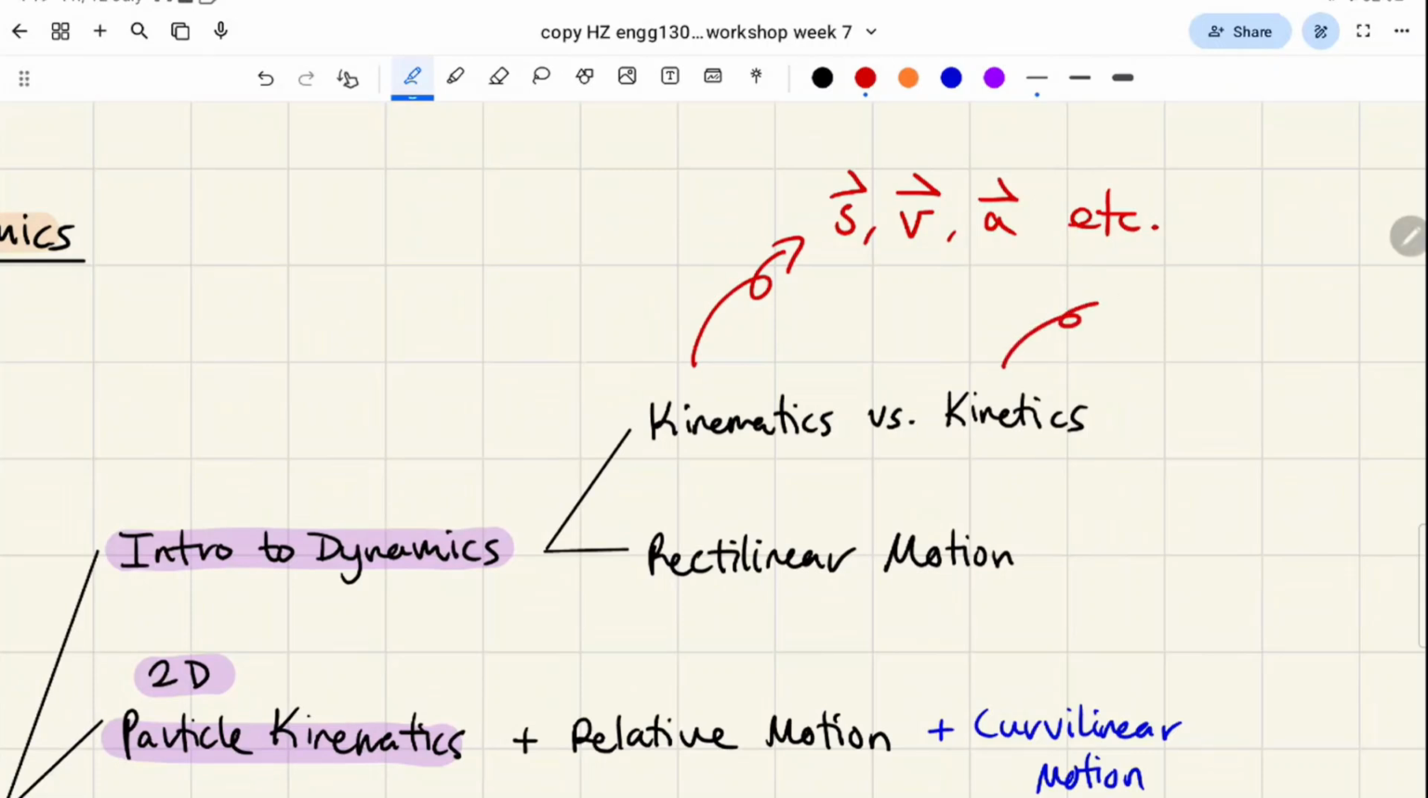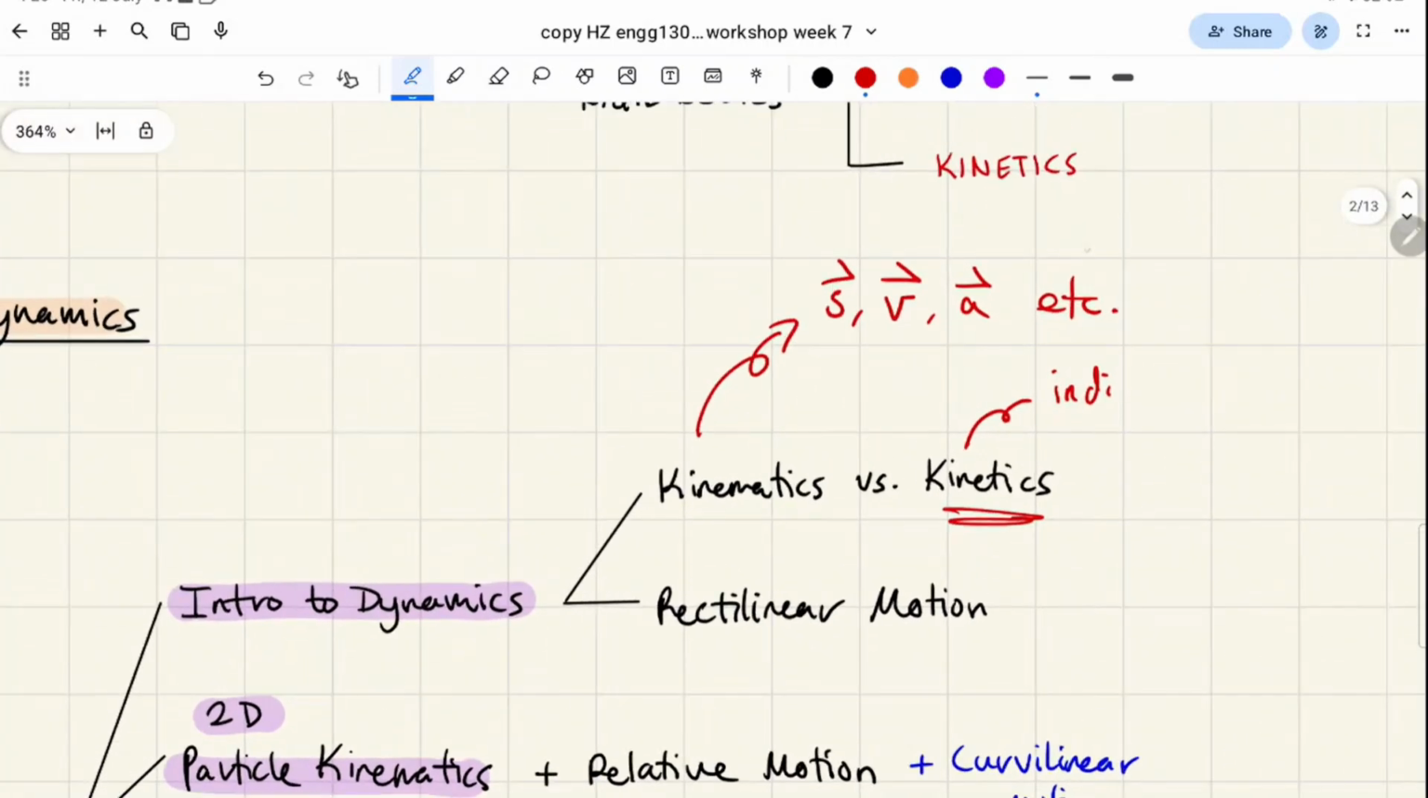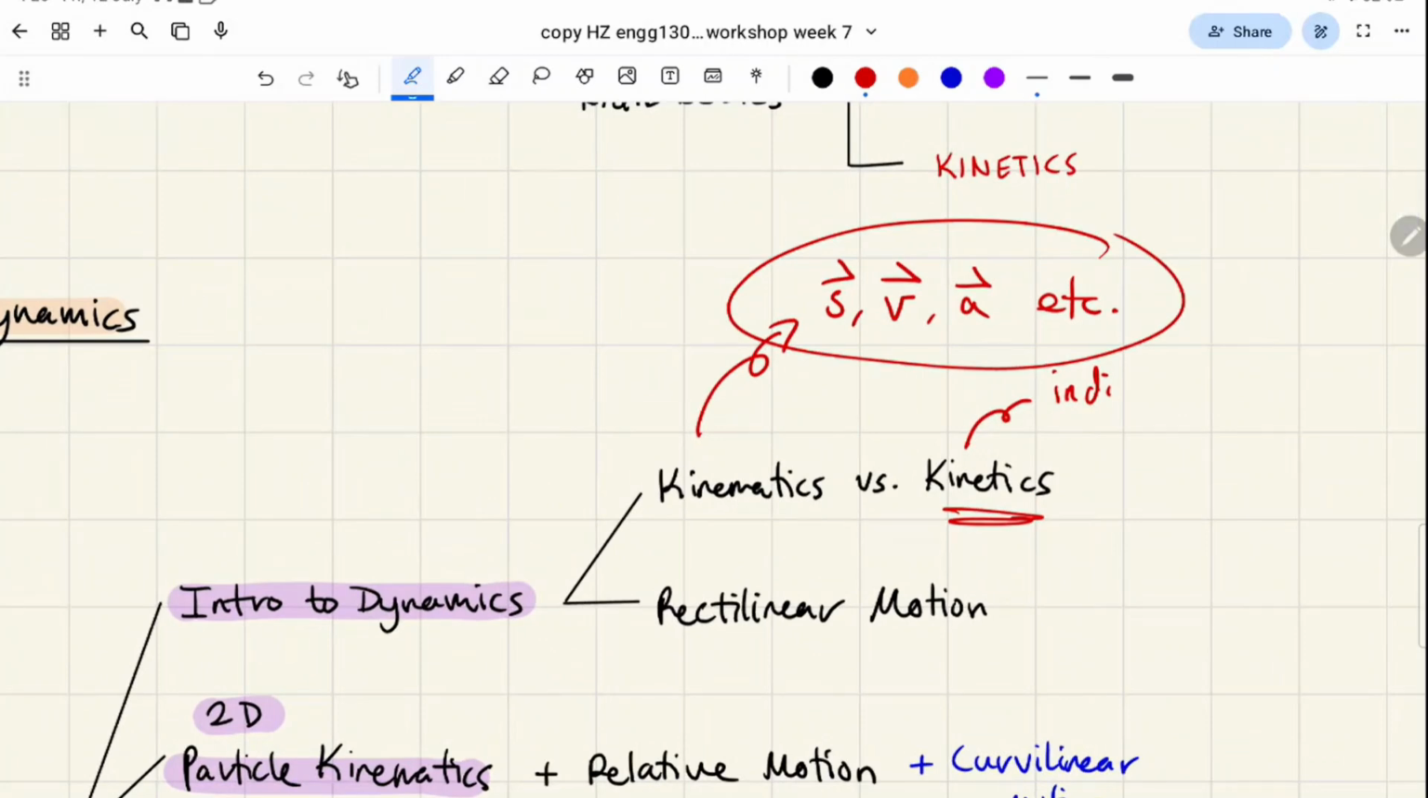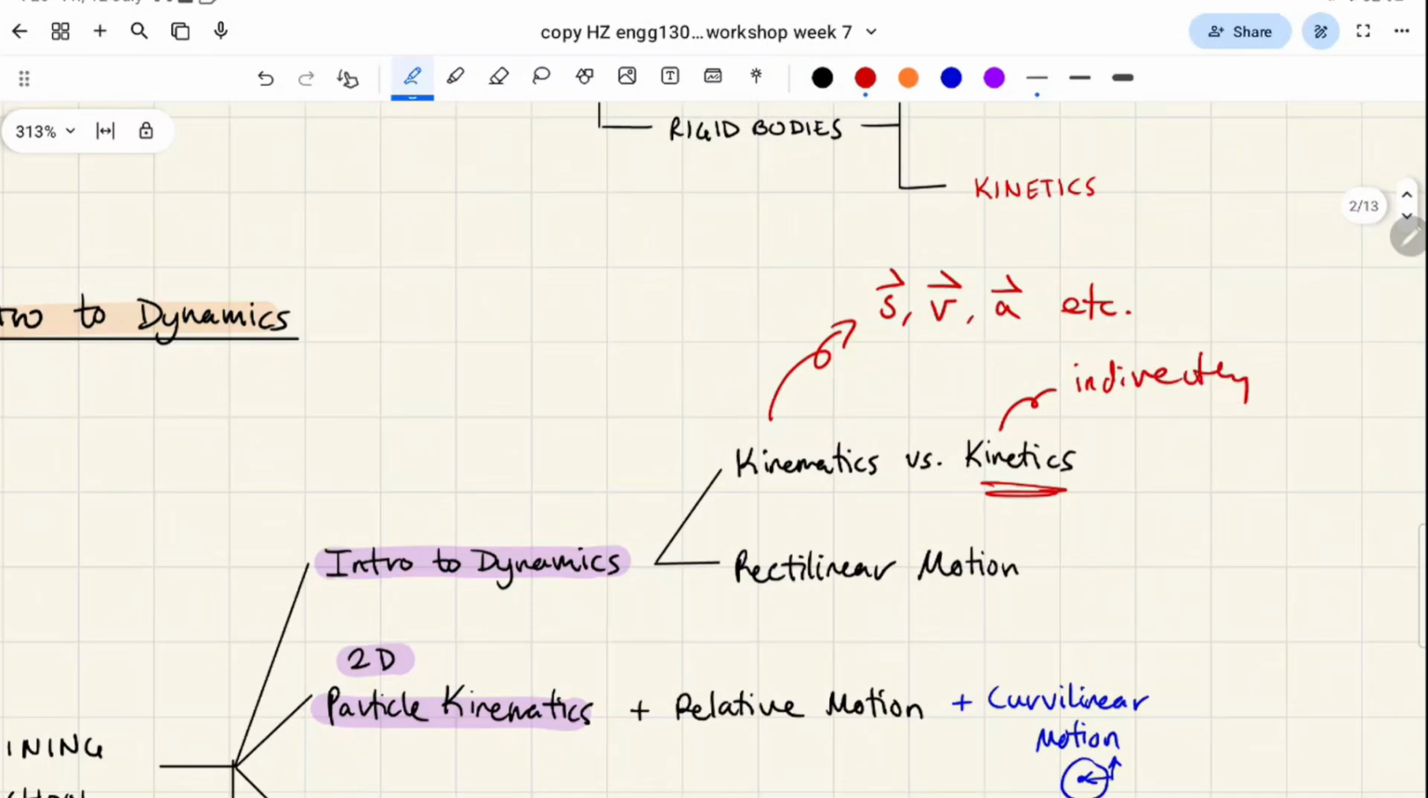Basically, kinetics is about indirectly finding forces and motions using Newton's second law. So usually you associate kinetics more with Newton's second law. In kinematics, you find the positions of the particles, their speed, and acceleration, but we don't really concentrate on the forces which cause the particle to move like that, right? Indirectly finding F and motion.